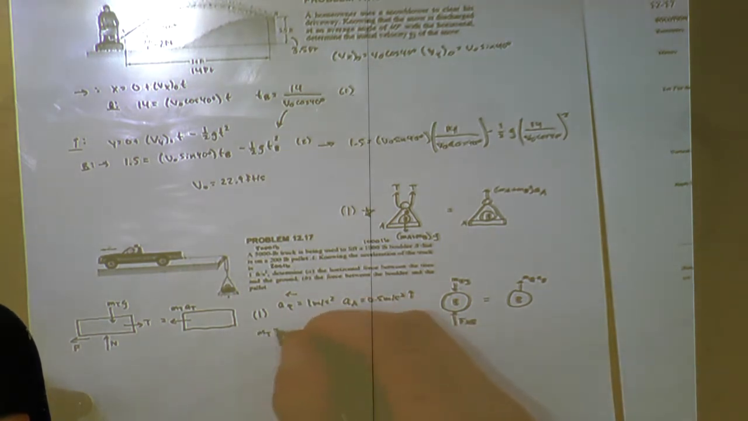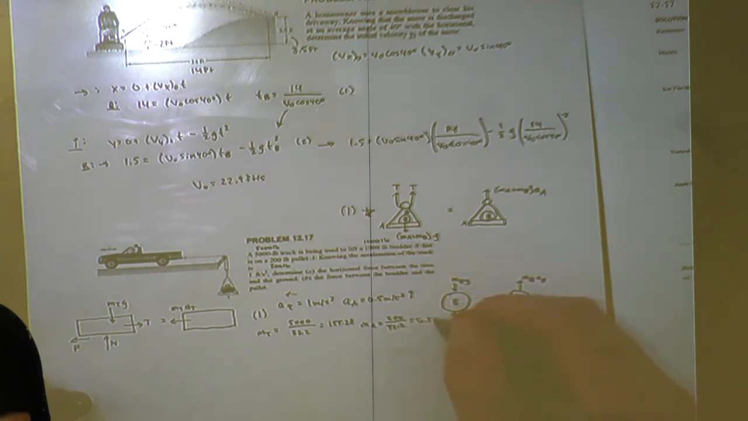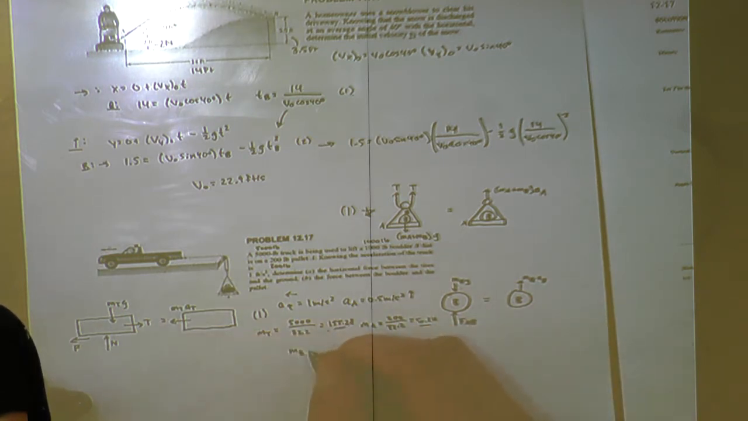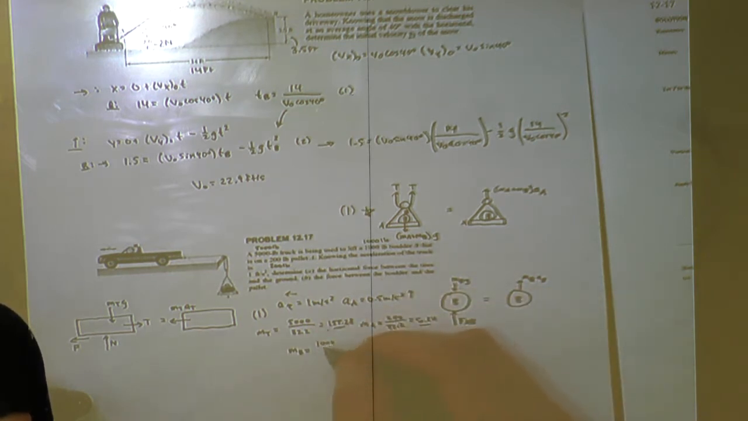And solving for the masses from the pounds, we have 5,000 over 32.2 gives us 155.28. Mass of the actual pallet itself is 200 pounds divided by 32.2 gives us 6.211. These are all slugs. And the mass of the boulder, I guess, is 1,000 pounds divided by 32.2 gives us 31.056 slugs.